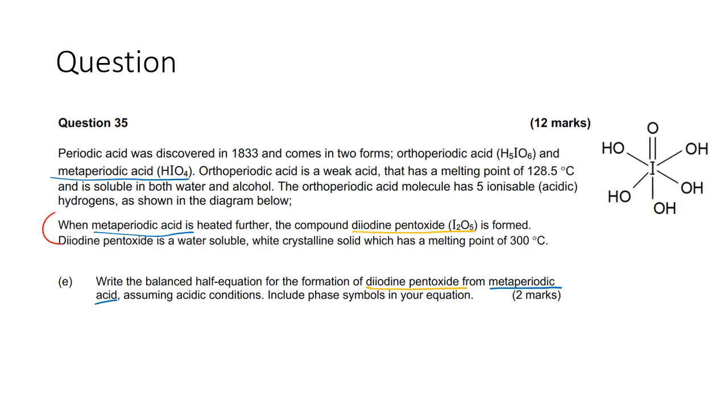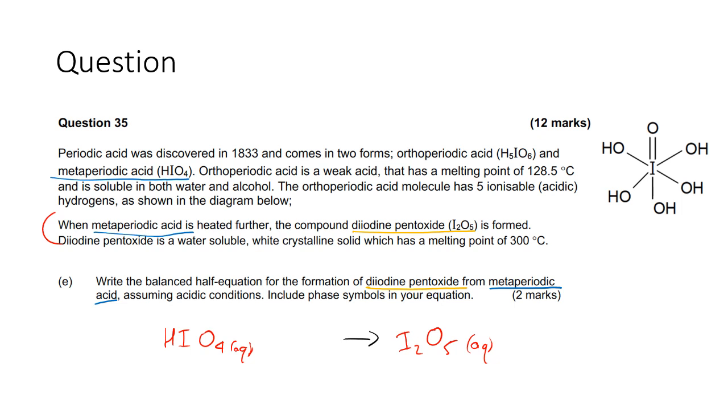So let's have a look here. What are our 2 substances? What's our reactant? It's the metaperiodic acid, the HIO4. And that's forming the diiodine pentaoxide. It's assuming acidic conditions, so it means it has to be water soluble. So water soluble, so this is aqueous. It's an acid, so therefore that also must be soluble. Okay, so they're both aqueous. So let's move on.